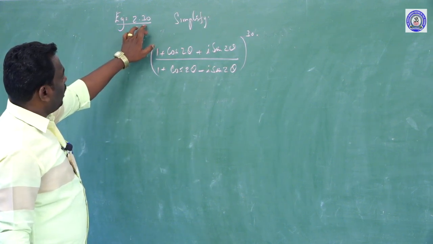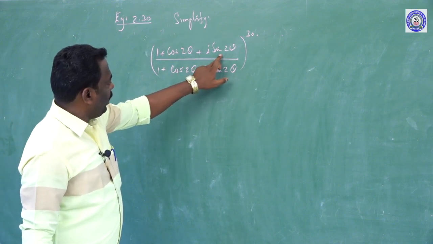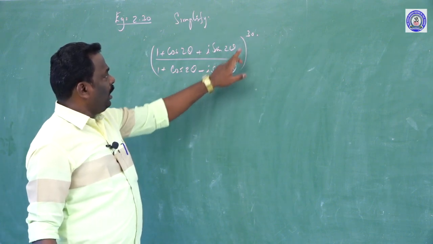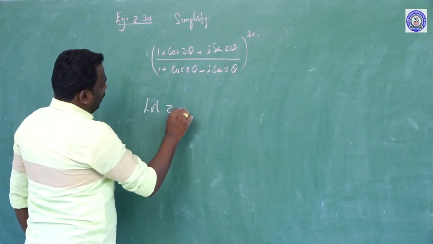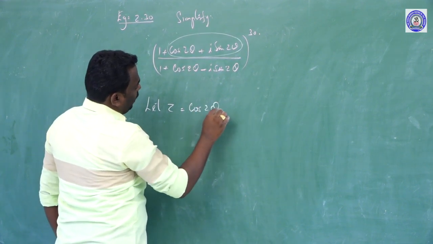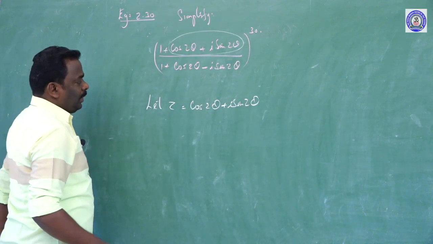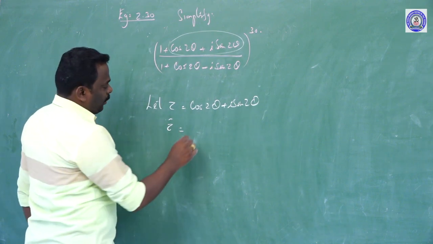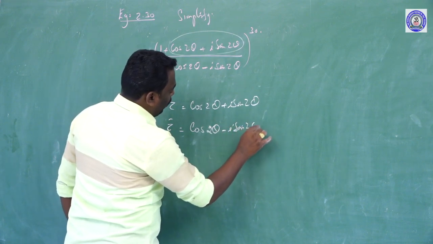Example number 2.30. Simplify the expression ((1 + cos 2θ + i sin 2θ)/(1 + cos 2θ − i sin 2θ))^30. Find its value. So let us consider z equal to cos 2θ + i sin 2θ. Then z bar is what? Every complex number has a corresponding conjugate pair. Therefore it is cos 2θ − i sin 2θ.